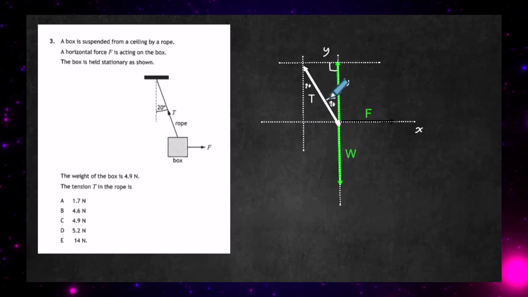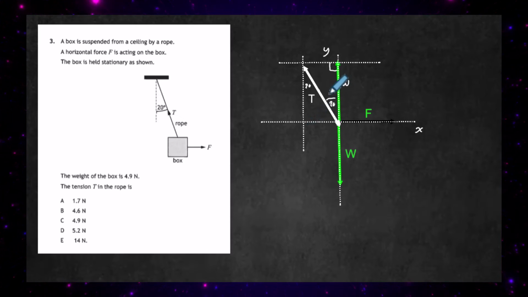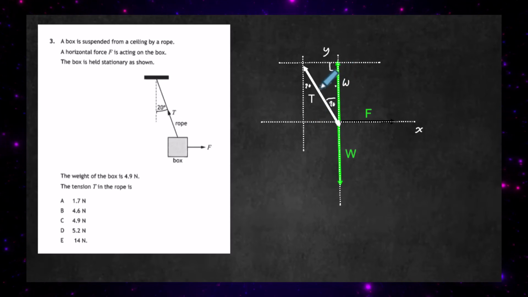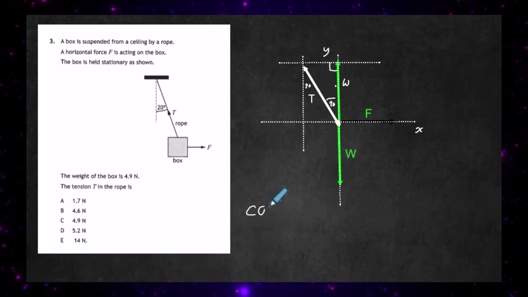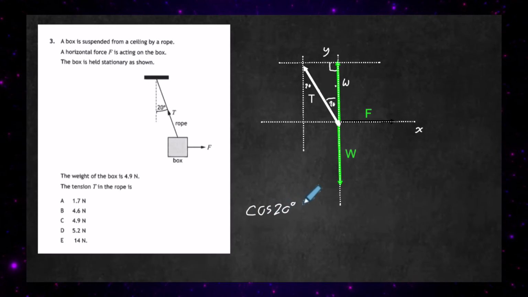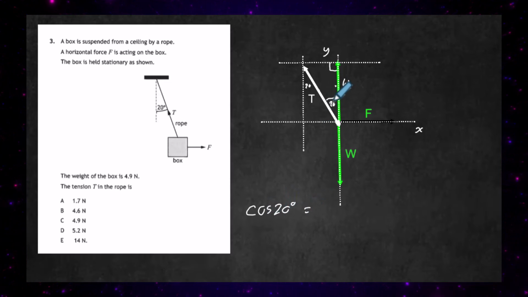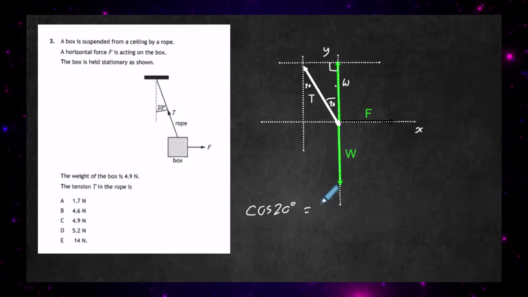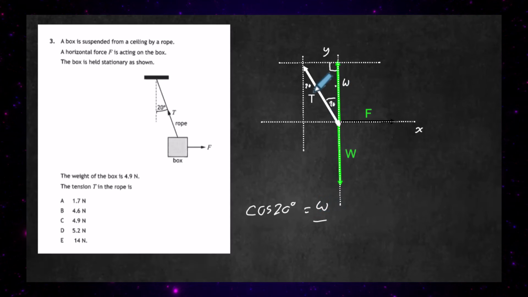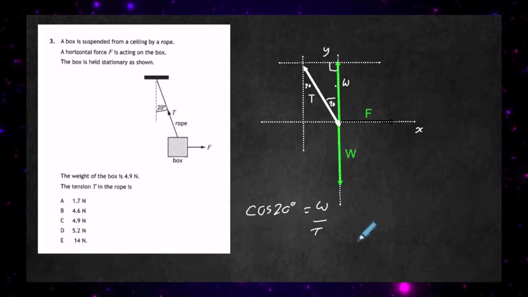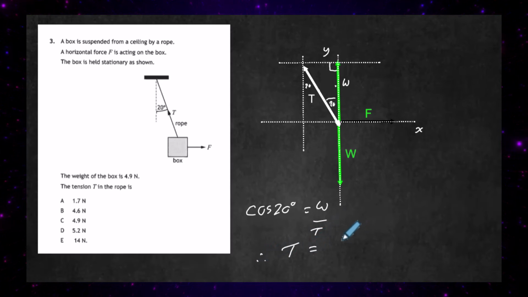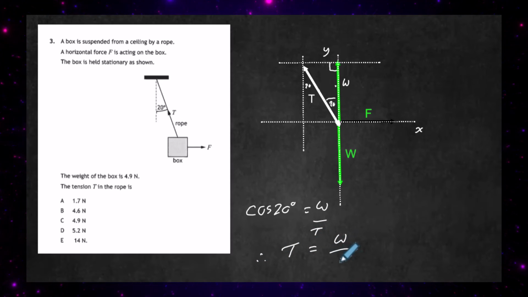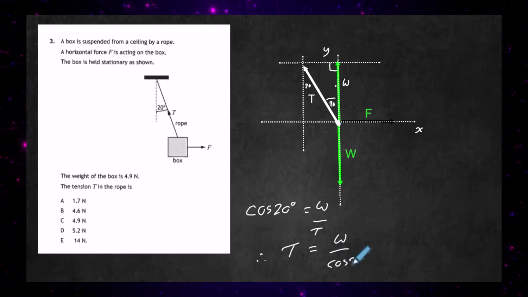So we have to go to cos 20 degrees. That is the adjacent side divided by the hypotenuse. And that's what we need to find out. So cos of 20 degrees is going to equal the adjacent side, which is W, divided by the hypotenuse, which is the tension. And therefore we've got an expression for the tension. The tension T is going to equal W over the value of cos 20.